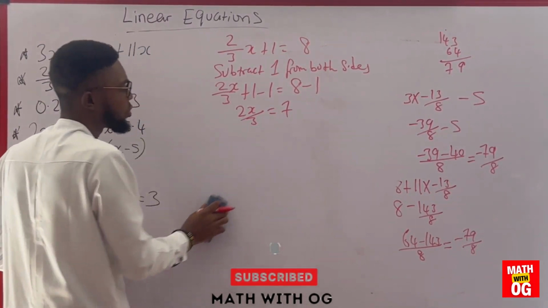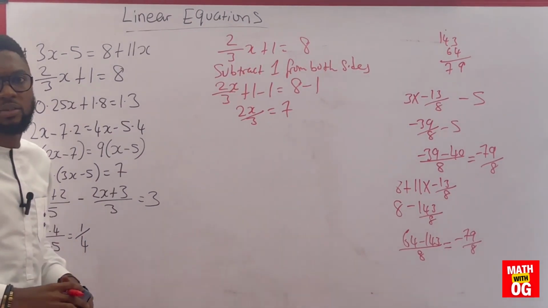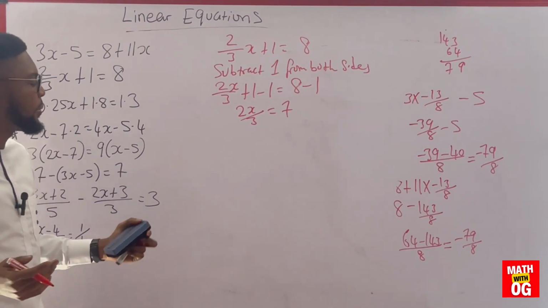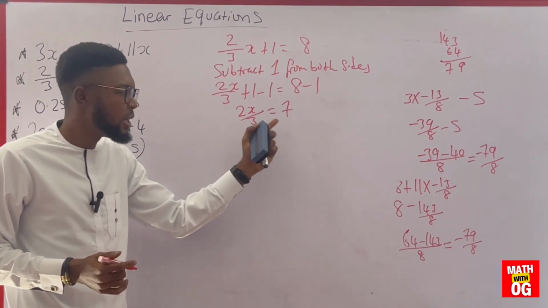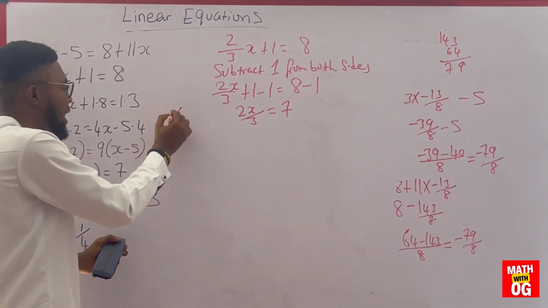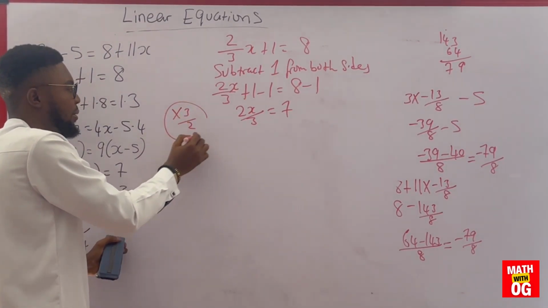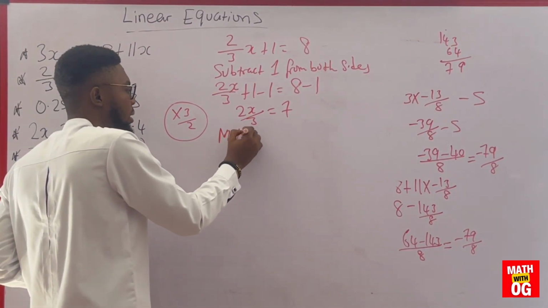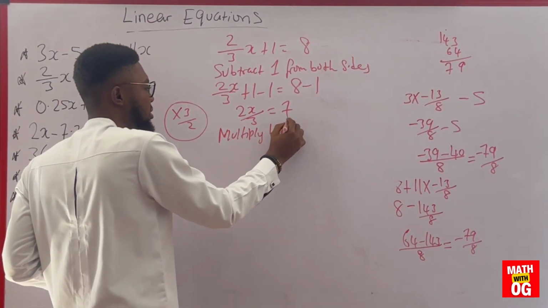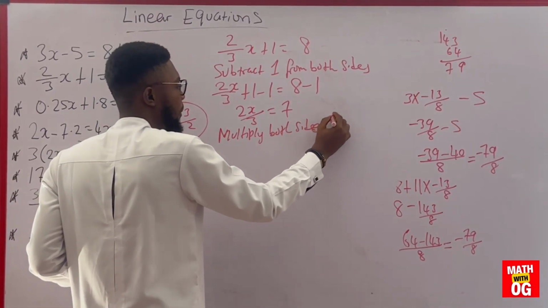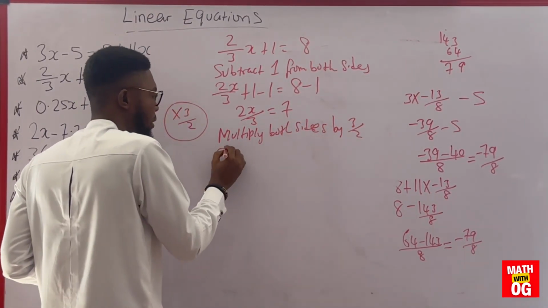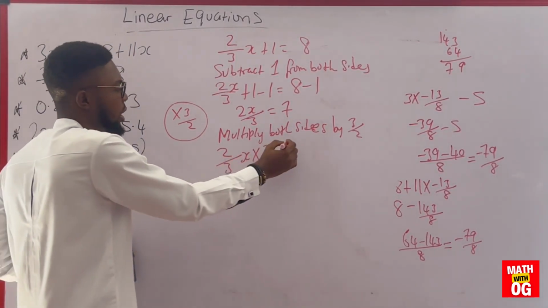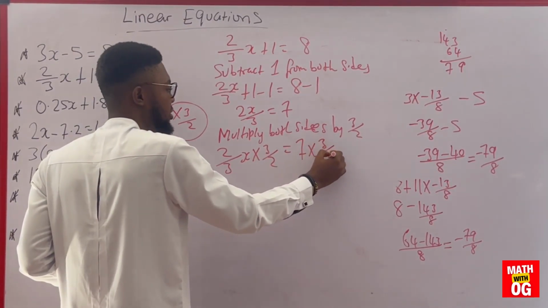Now to make x stand on its own, I must multiply the left hand side by 3 over 2. Or you can do it step by step. First of all, multiply both sides by 3, then divide both sides by 2. Multiplying by 3 and dividing by 2 is the same thing as multiplying by 3 over 2. So I'll write here multiply both sides by 3 over 2. Because if I multiply this left hand side by 3 over 2, this guy will turn to 1. So I must multiply the right hand side by the same 3 over 2.